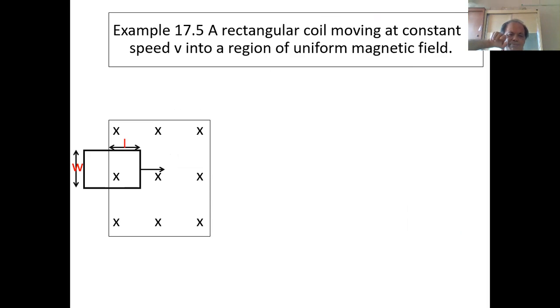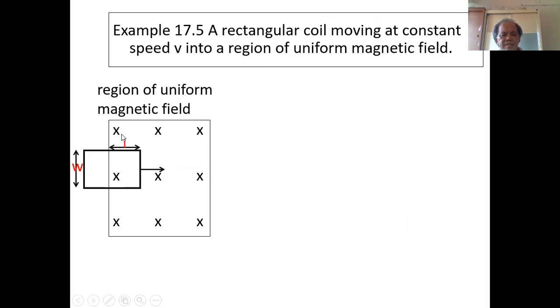Okay, let's do this example. This is the last one, two more. A rectangular coil moving at constant speed V into a region of uniform magnetic field. The field is going in. That's a rectangular coil, that's the length that's inside, that's your width W. And that rectangle is a region of uniform magnetic field going into the page. That's the area inside the field and it's moving with velocity V.